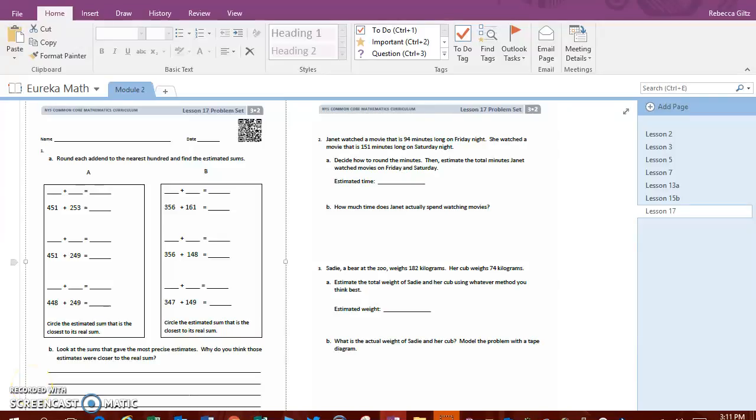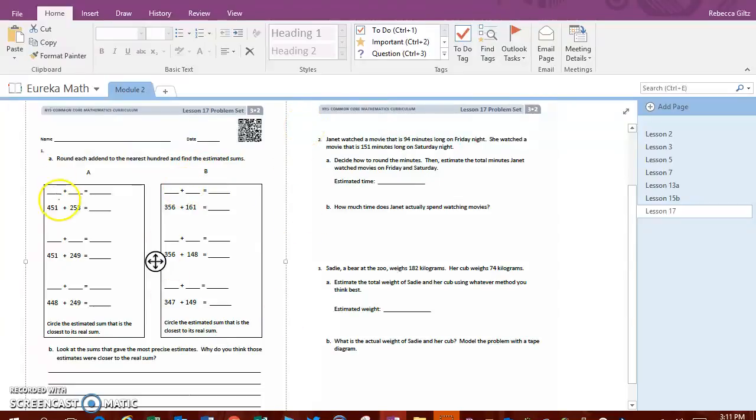Okay, so today we're working on Lesson 17 problem set. In this lesson, you're going to see how you can round each addend to find an estimated sum. This is when you don't need to know the exact answer. Okay, so look at problem number 1A. You have two sections, section A and then section B. And I'm going to start with section A.